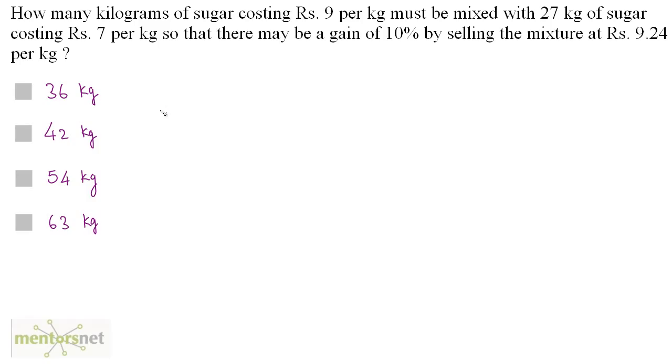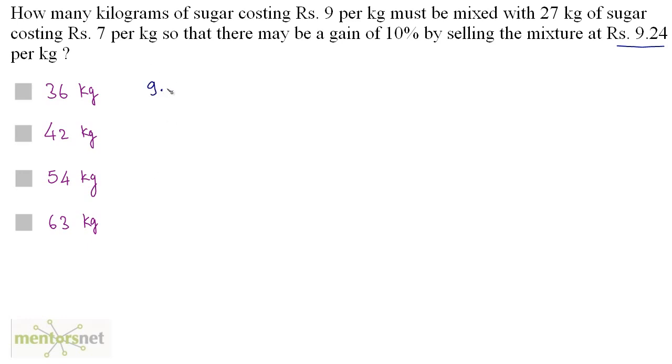How many kilograms of sugar costing rupees 9 per kg must be mixed with 27 kgs of sugar costing 7 rupees per kg so that there may be a gain of 10% by selling the mixture at rupees 9.24 per kg? So we have been given the selling price, that's 9.24 rupees per kg. Let's find the cost price.